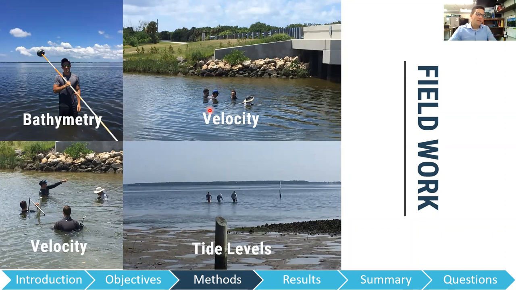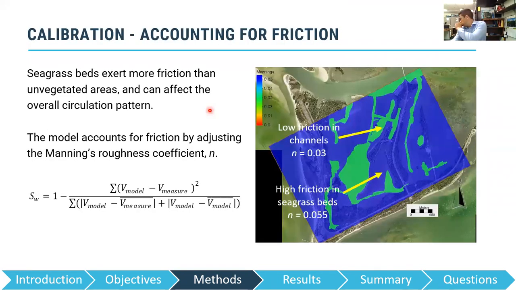Because at the end of the day, what it outputs is velocity data. So if we actually have some measured velocity data to compare our modeled velocity data to, then we'll know for sure that our model is working as it's supposed to. Okay, so moving on to calibration.